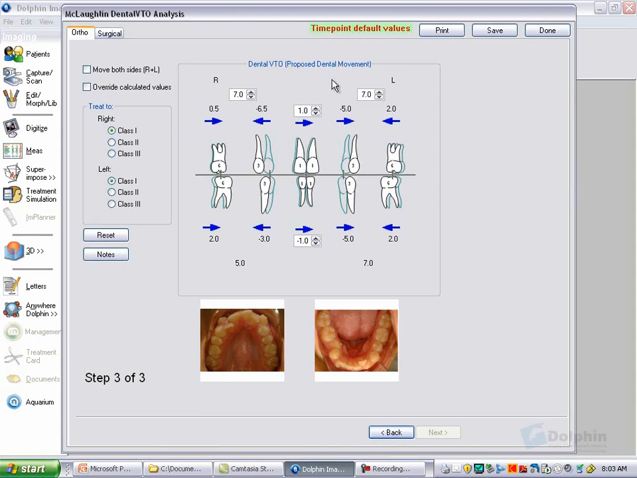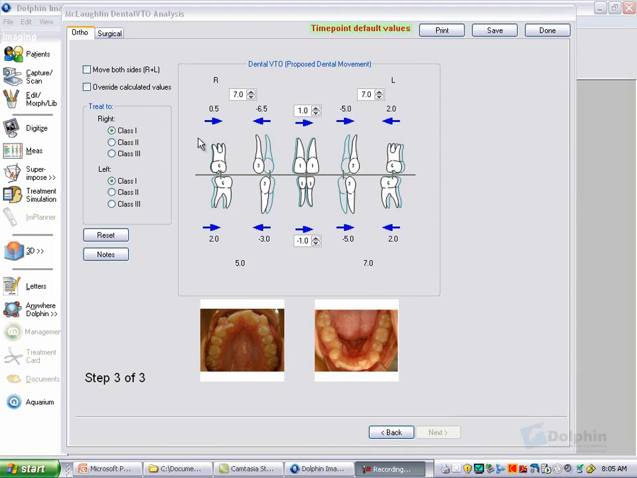It's nice to record this. We can refer to this at any time during treatment. Let's say we're 6 months into treatment, we're in the middle of a busy day, and we want to review what's going on with the case. We can quickly turn to the third chart or step, proposed dental movements, and see exactly what our plan was as we proceed through treatment.